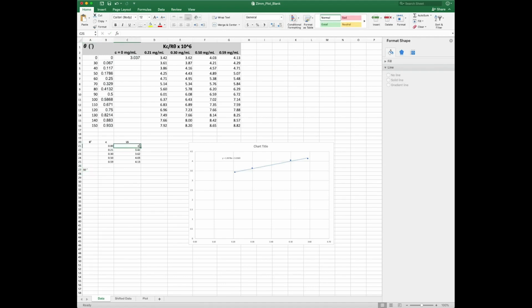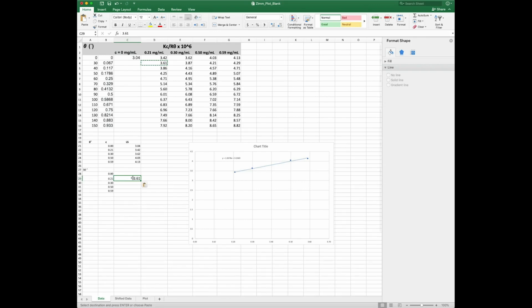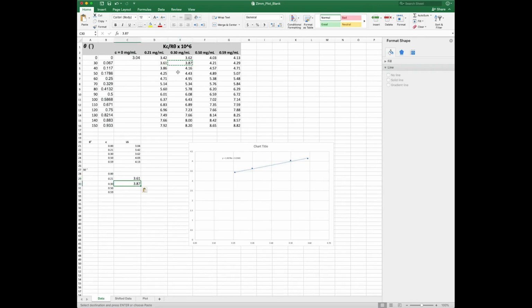Concentrations, and let me actually put in this value here. This is 3.037. I guess this should be 3.04 if we want to keep our significant figures here. And I can do the same thing. I can copy this. This will go here. And now I have to copy in the 30 degree data. So here's 30 degrees. So 3.61 goes here because we don't know the value for 0 concentration.